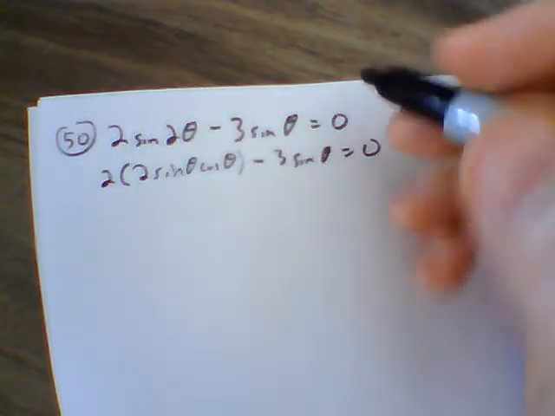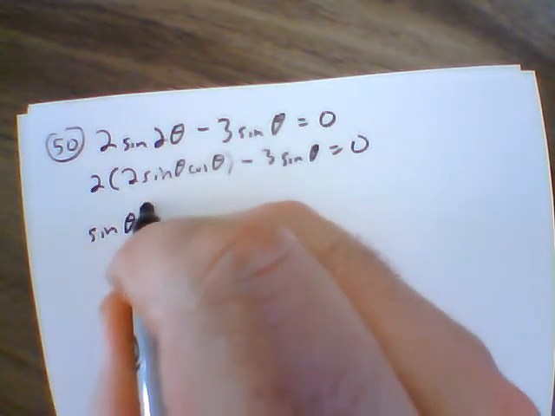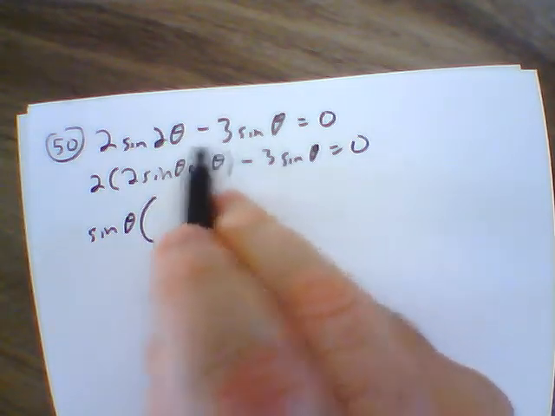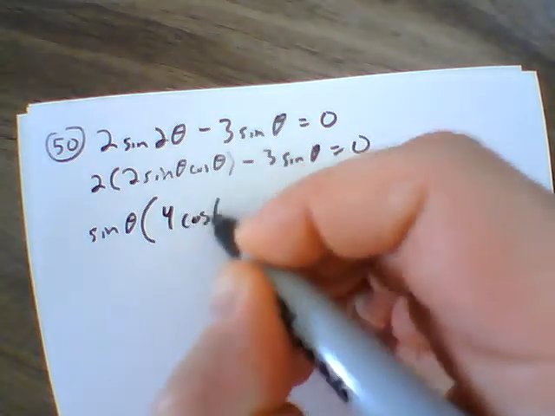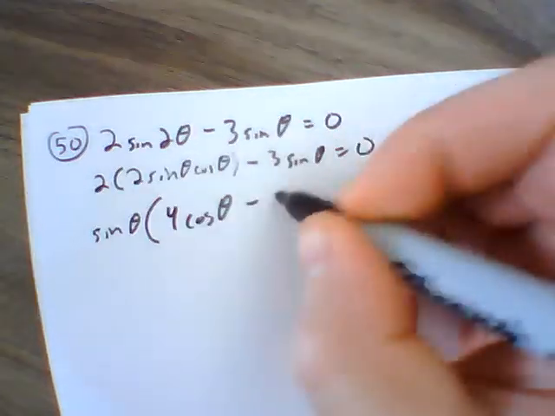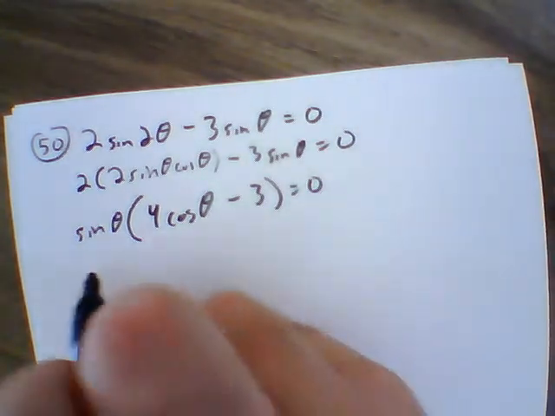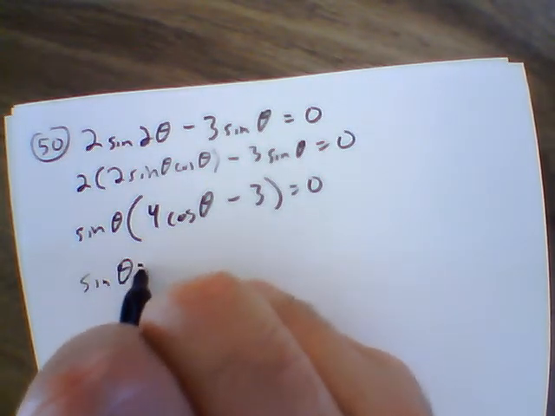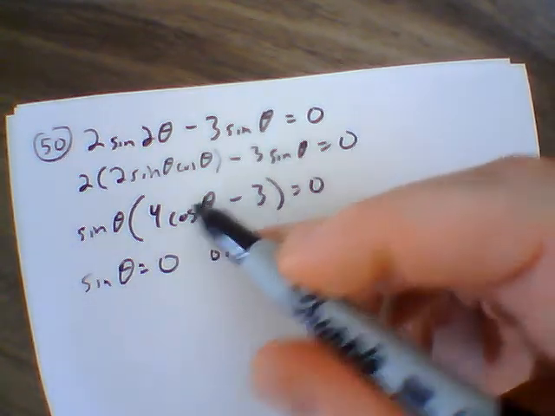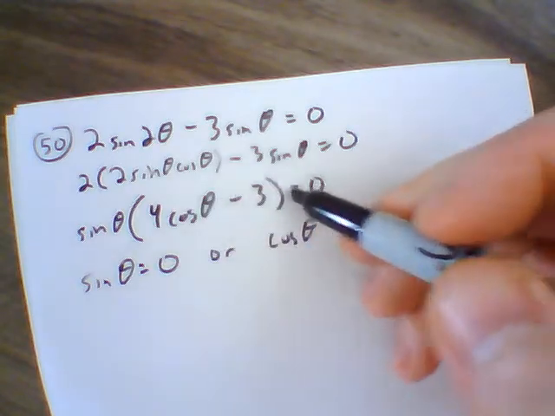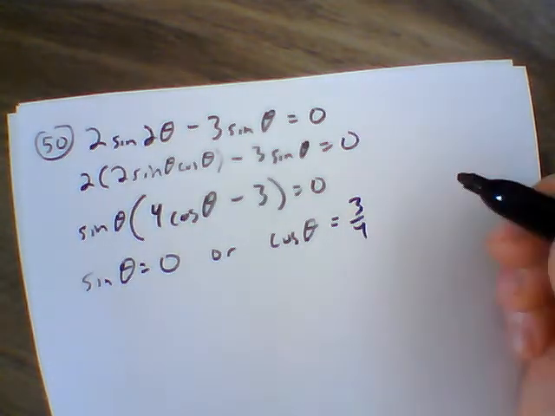From here we can factor out a sine theta. If I take a sine theta out of this first product right here, I'm left with 4 cosine theta minus 3 equals 0. So we have sine theta equals 0, or 4 cosine theta minus 3 equals 0. I'm going to add 3 over and divide by 4, and I get cosine theta equals 3/4.